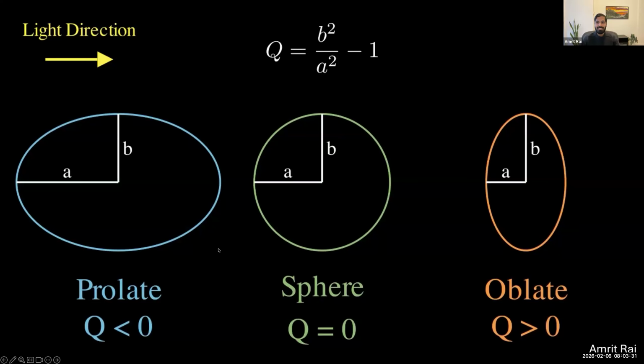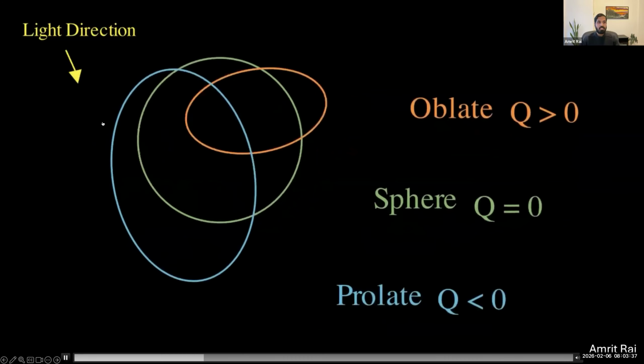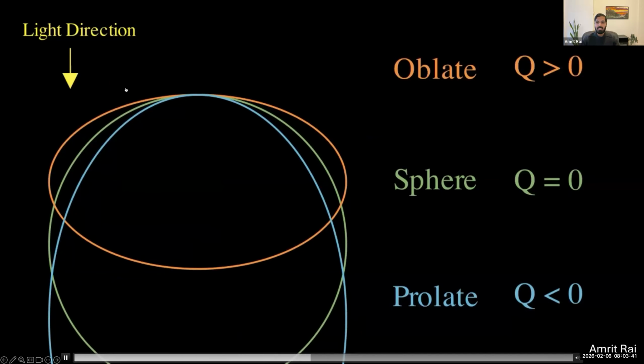And so, instead, I like to rotate these shapes onto their side. And then I imagine that instead of the light coming in from the side, it's coming in from above. Now you can see that the orange oblate lens is above the green sphere, and the blue prolate lens is below that green sphere. And so if you draw it out like this, it's easier to remember that oblate is positive because it's above the sphere, and prolate is negative because it's below the sphere.